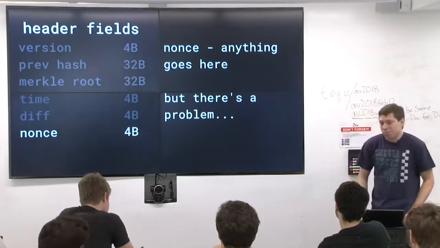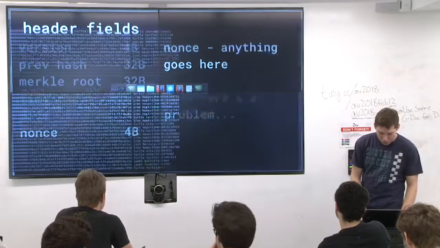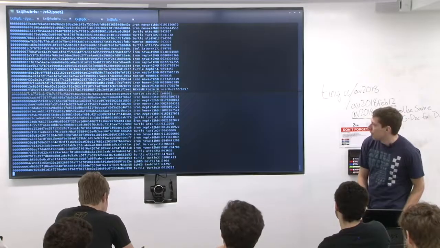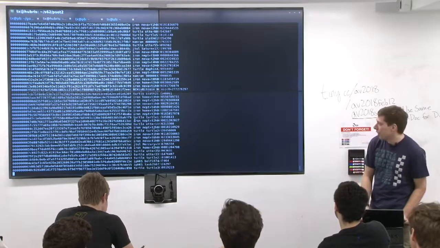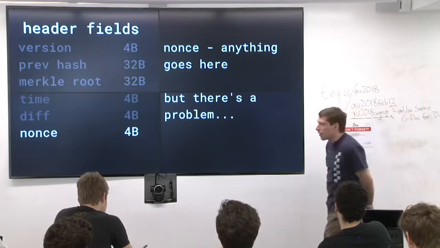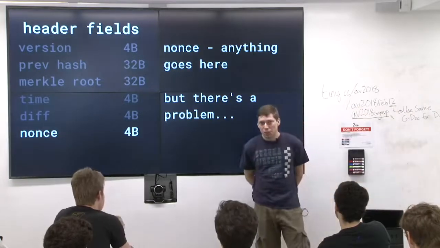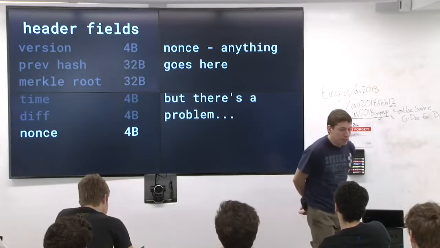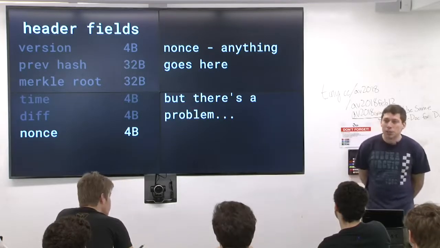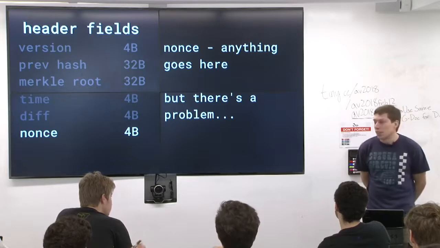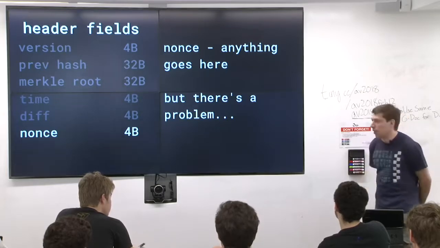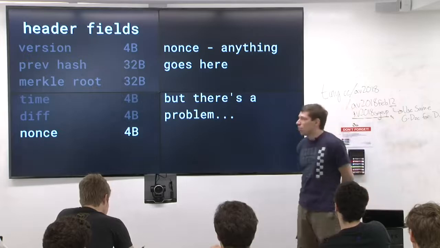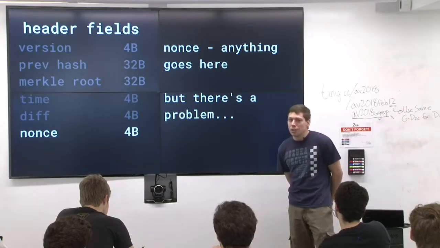4 bytes. Even in the homework, people are using 12-something bytes for a nonce. With only 4 bytes of nonce, you can go through 2 to the 32 possibilities, which is not enough to mine in almost all cases, because you're going to need to go through 2 to the 70 possibilities to find a block. So what are some ideas for how you deal with this problem?